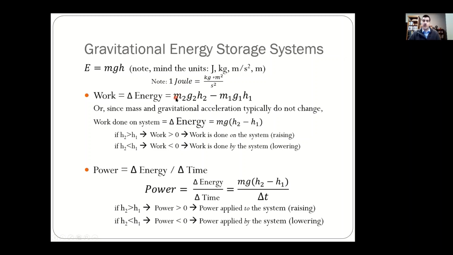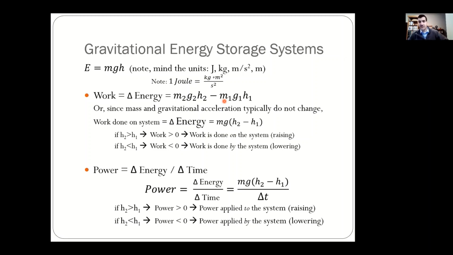So we can once again talk about our difference in final energy minus initial energy, and we know that that is our change in energy. So the mass at time 2, the final mass times the final acceleration due to gravity times the final height, minus the initial mass times the initial acceleration due to gravity times the initial height. But notice here that the mass is probably not going to change. Think of like your rail car that you're moving up a mountain, right? Your mass is the same as it started with.